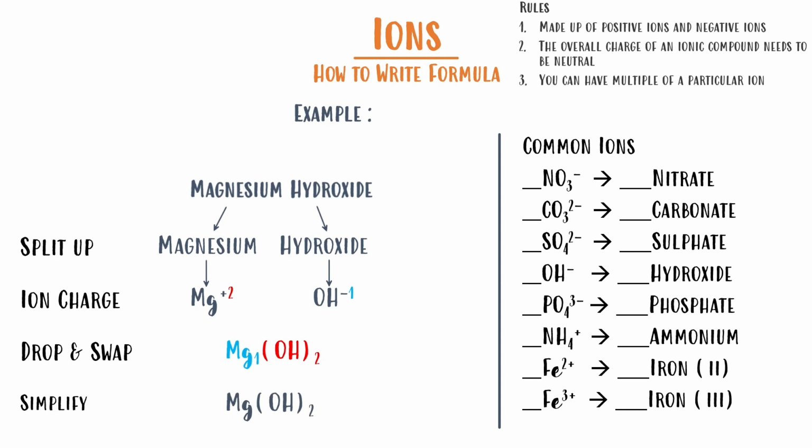And just pay close attention here to the charges. The total charge is going to equal 0. Magnesium's +2, and I have 2 lots of hydroxides, each one with a -1 charge. Therefore, it's a total charge of 0.